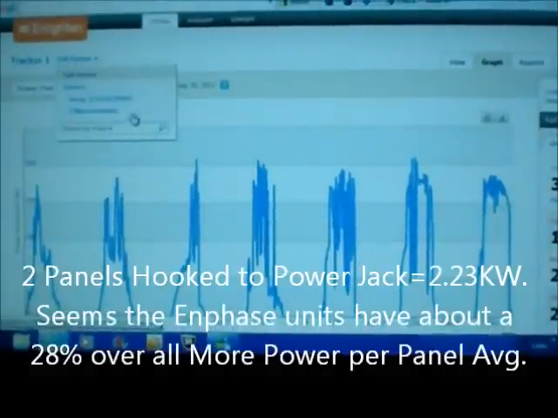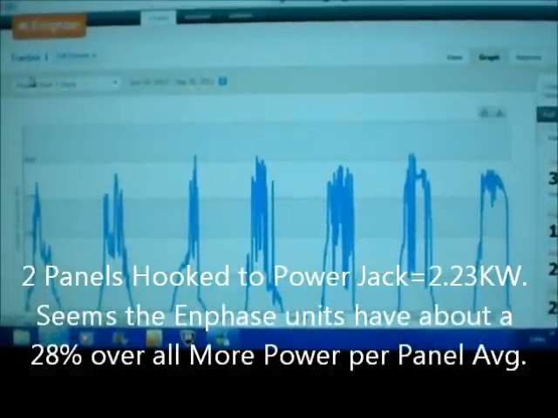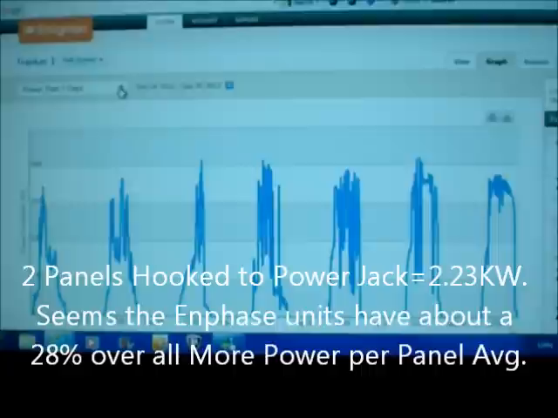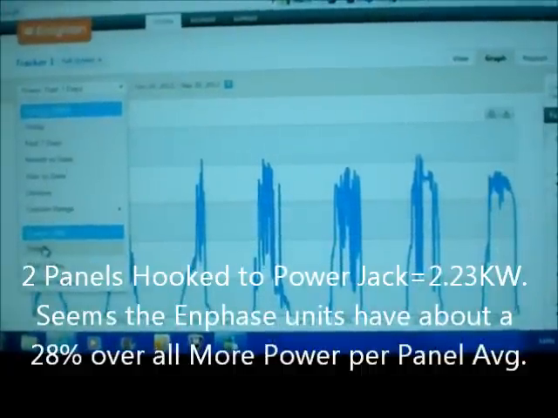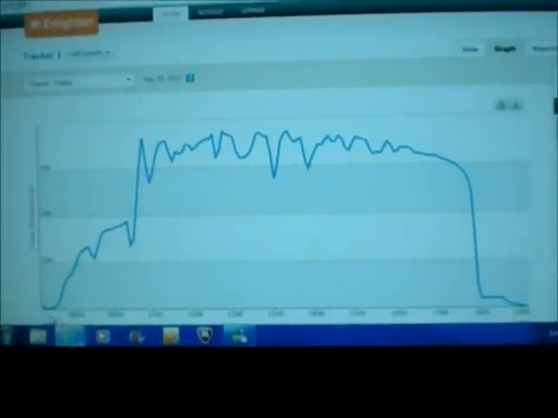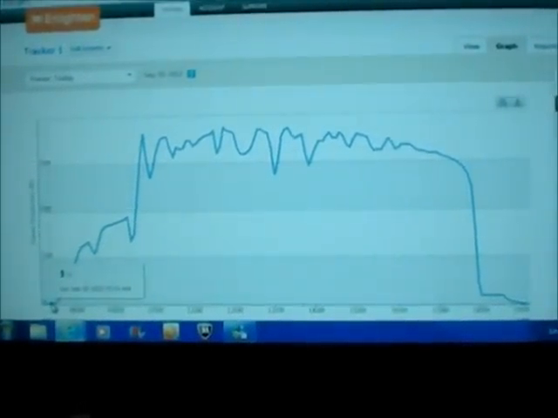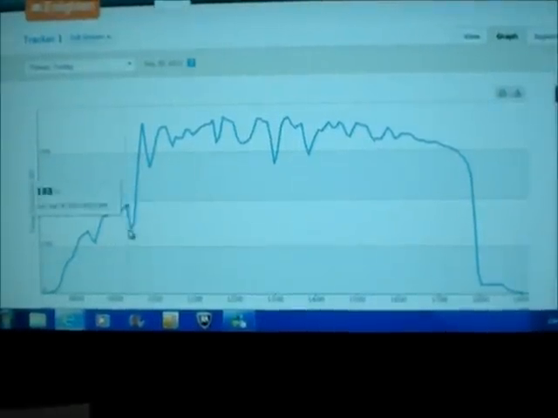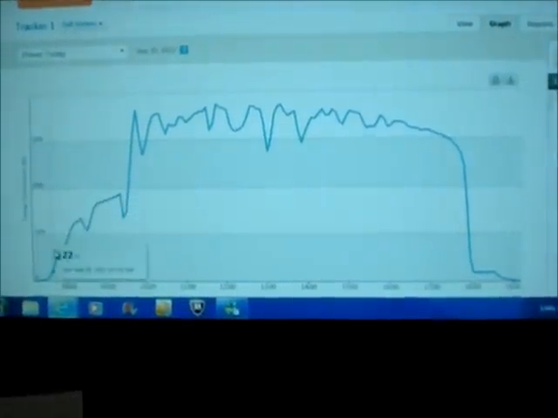I'm going to click this. Wait a minute. Let me go back. It's hard to keep the camera steady. Let's look at today's graph. I can see over here at 7 o'clock it woke up. And then you see from here on, there's not much happening.